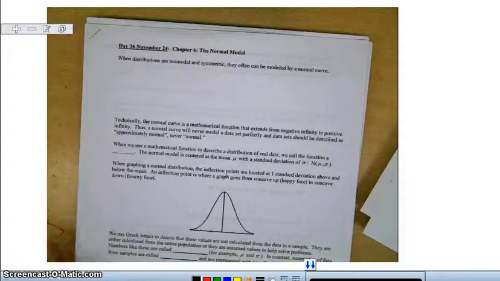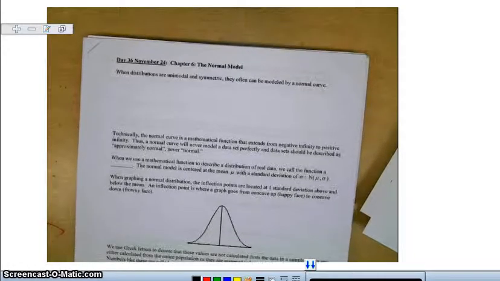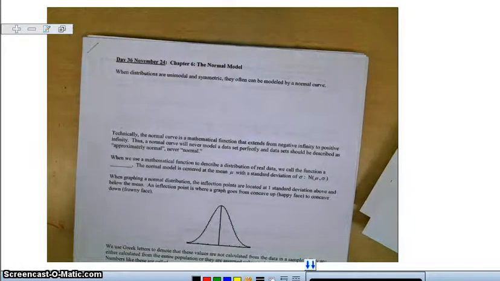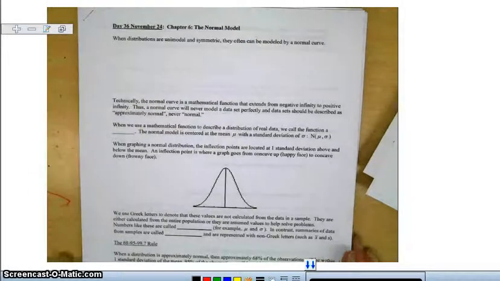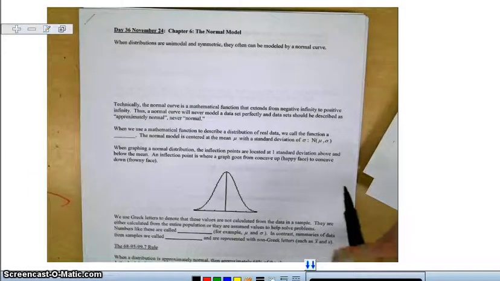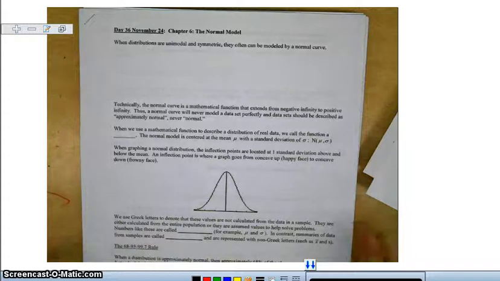So day 36, we're starting on the normal model, and this is what we'll use for the rest of the year. This is so important. We'll spend about 3 days just going over how to use the normal model.